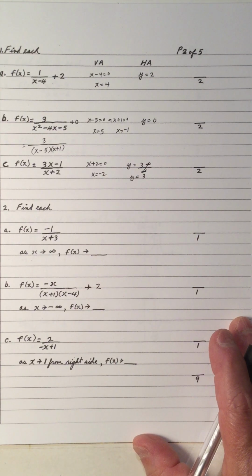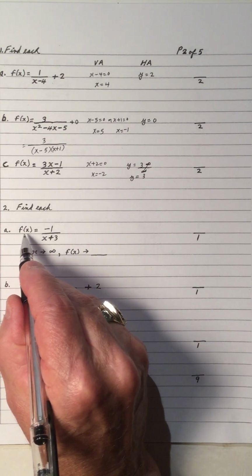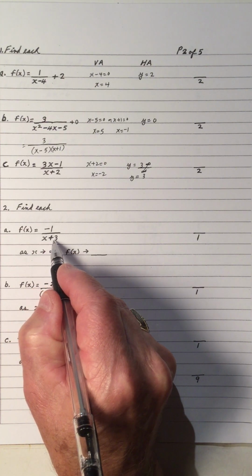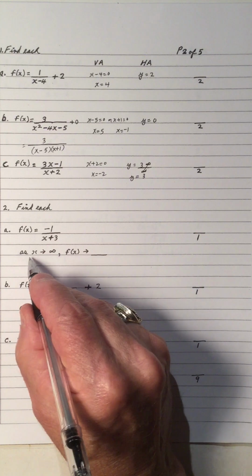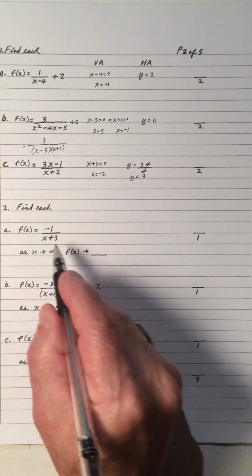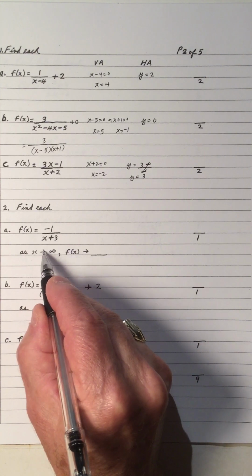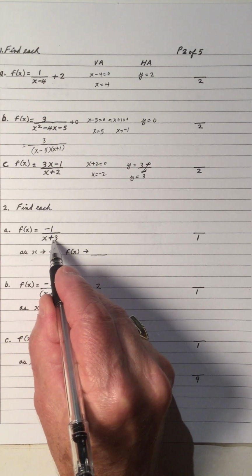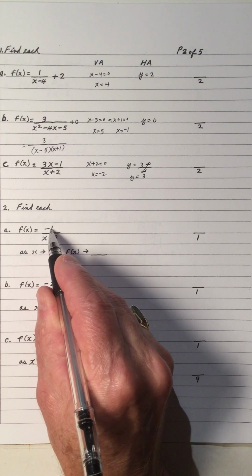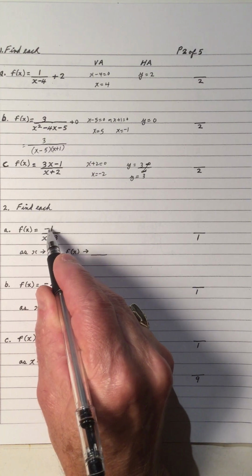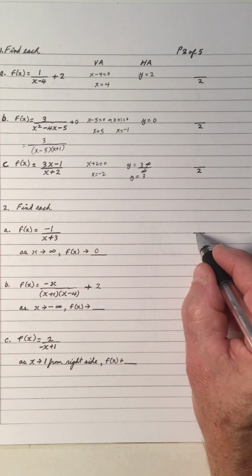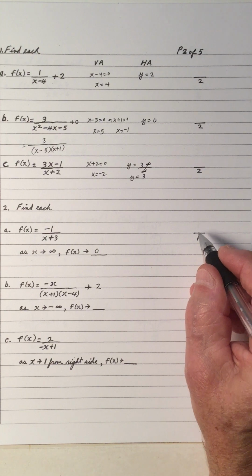Number 2, find each. So here we have f of x equals negative 1 over x plus 3. So as x goes to infinity, the f of x approaches what number? So as x goes to infinity, x plus 3 is going to infinity. That means this fraction is getting smaller and smaller and smaller, and that means the f of x is approaching 0. So if you have 0, give yourself a mark.